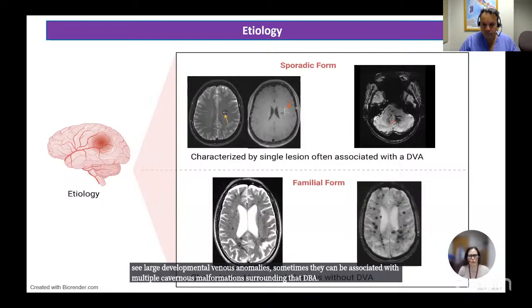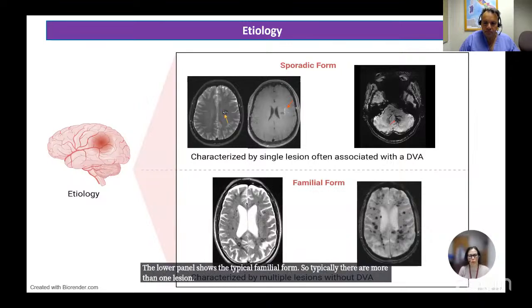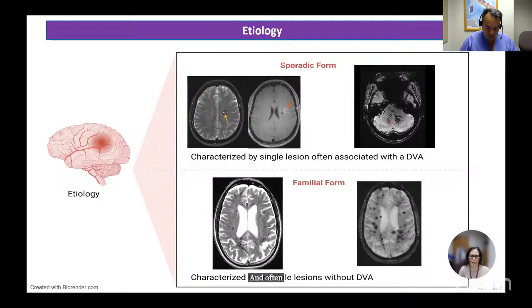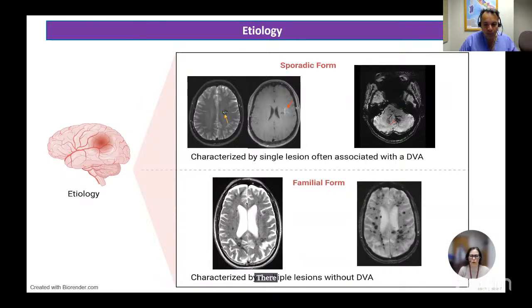The lower panel shows the typical familial form. So typically there are more than one lesion and often without a developmental venous anomaly. Sometimes it may be 2 or 3 lesions, and as you see in the patient below, sometimes there are more than 50 or even more than 100 lesions.